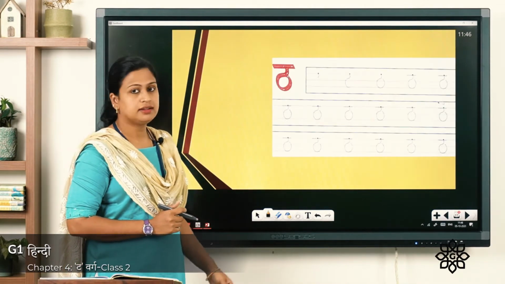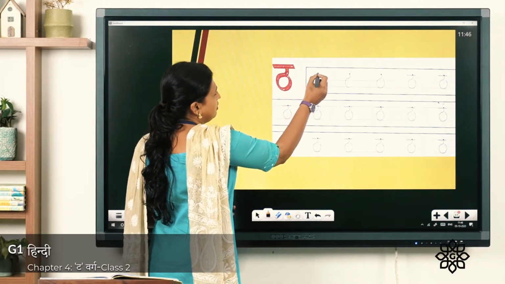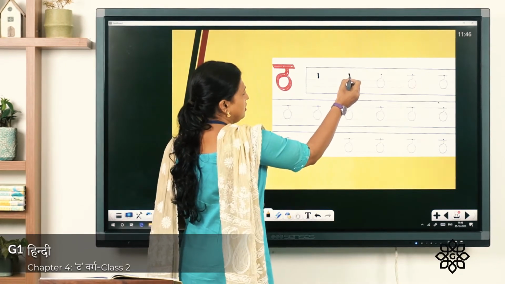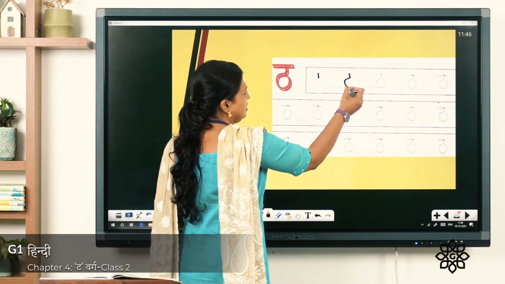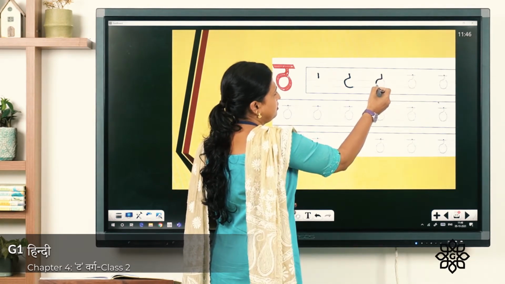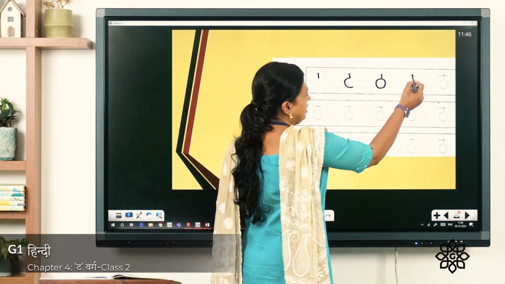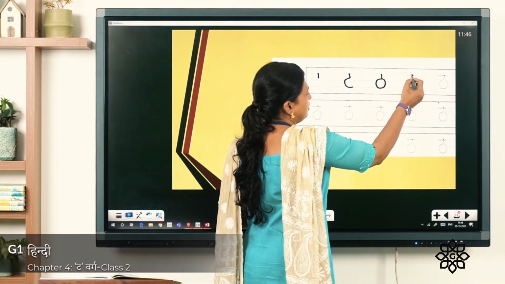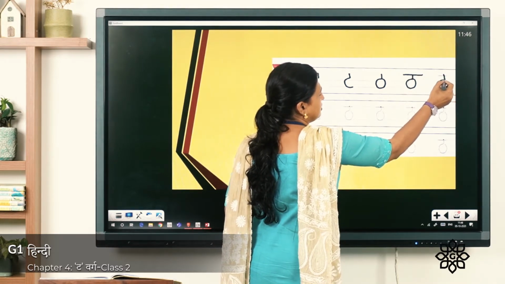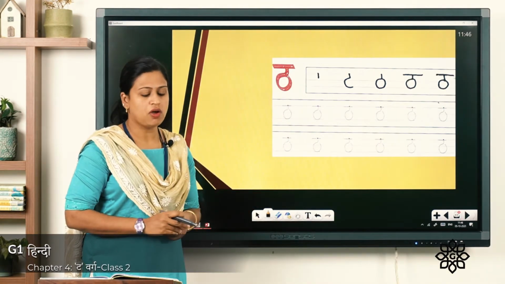Next letter is tha. Let us start doing it. Short standing line, then C, standing line, and you have to write letter O. Once again, standing line, O and sleeping line. Same way here also. Rest of the letters you can write by yourself.